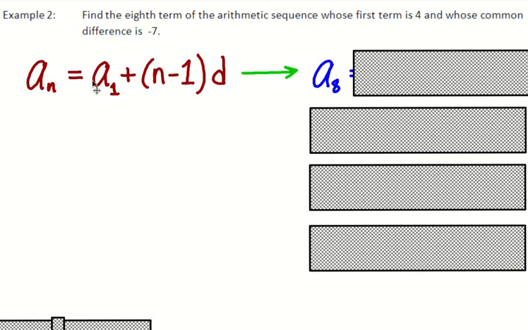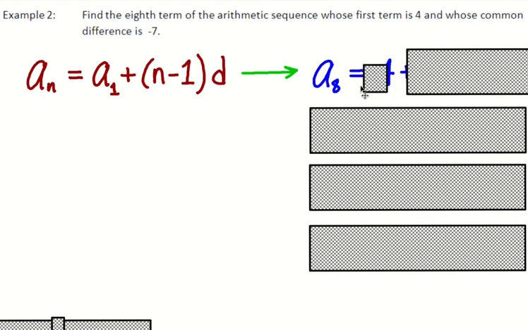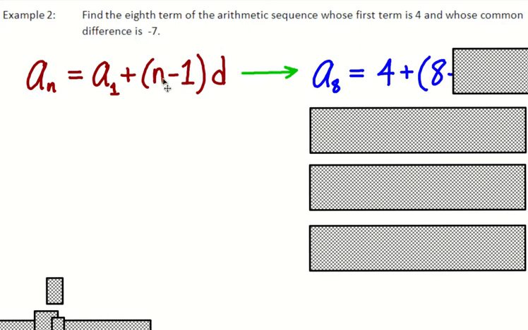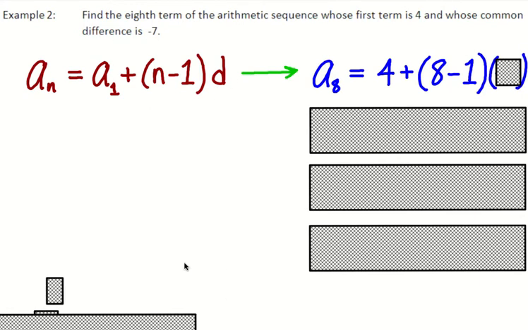So a sub 1 is what? What's a sub 1? Hey, they told us that for free. A sub 1 is 4. And then we already know that n is what? n is 8. If we're going after the 8th term, that means n equals 8. And what are we going to plug in for d? d's the common difference. They told us that for free. And so the common difference is -7. So that's how we plug into the formula.